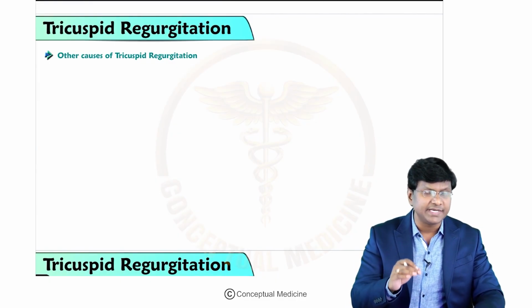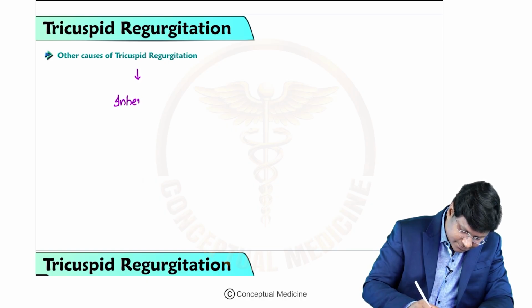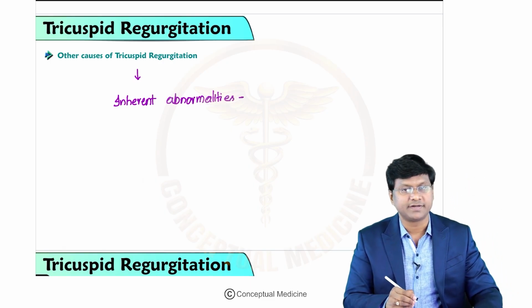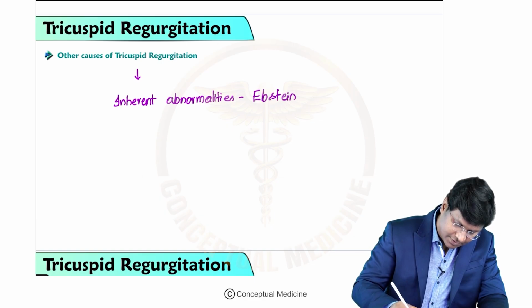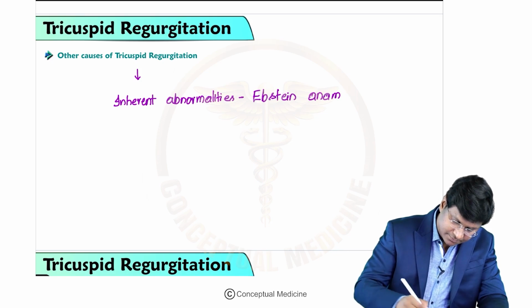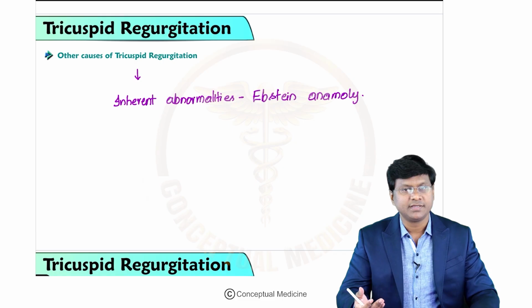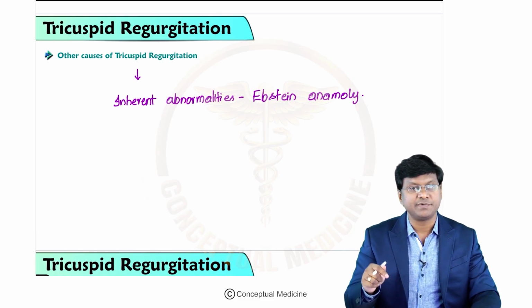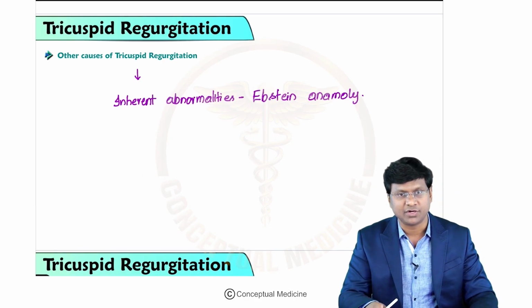So we also have some inherent abnormalities of the tricuspid valve causing tricuspid regurgitation. These include Ebstein's anomaly. What is Ebstein's anomaly? It is the distal displacement of the tricuspid valve into the right ventricle. So there will be atrialization of the right ventricle in case of Ebstein's anomaly, right?